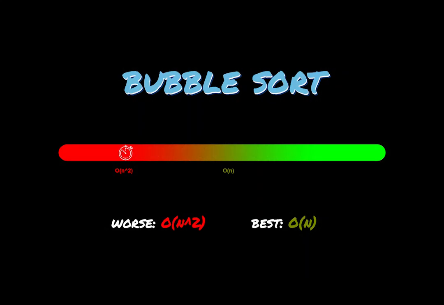The bubble sort algorithm has a time complexity of big O of n squared in the worst case and big O of n in the best case.